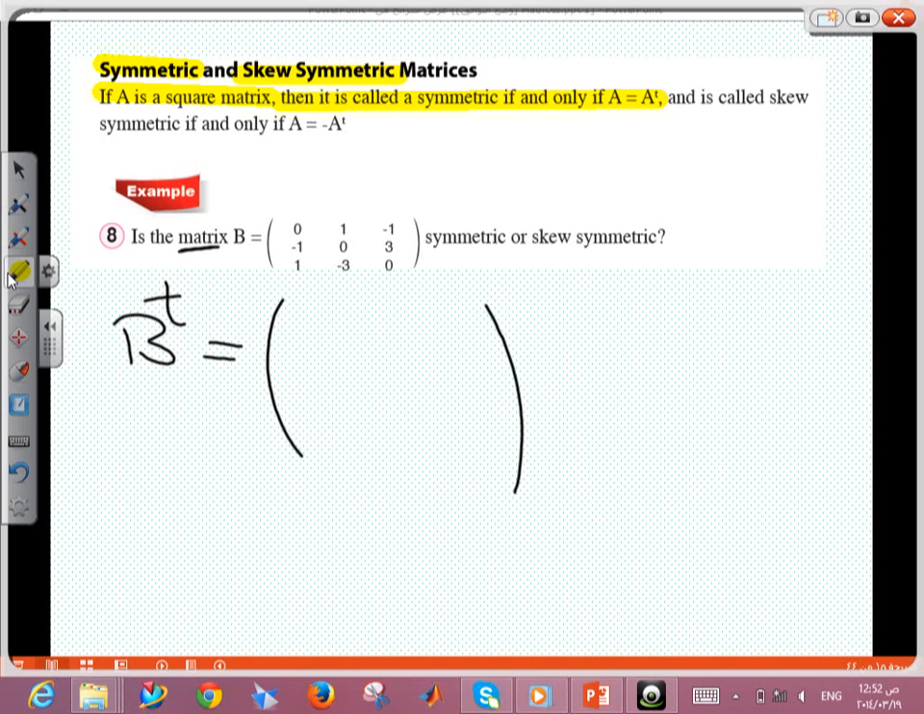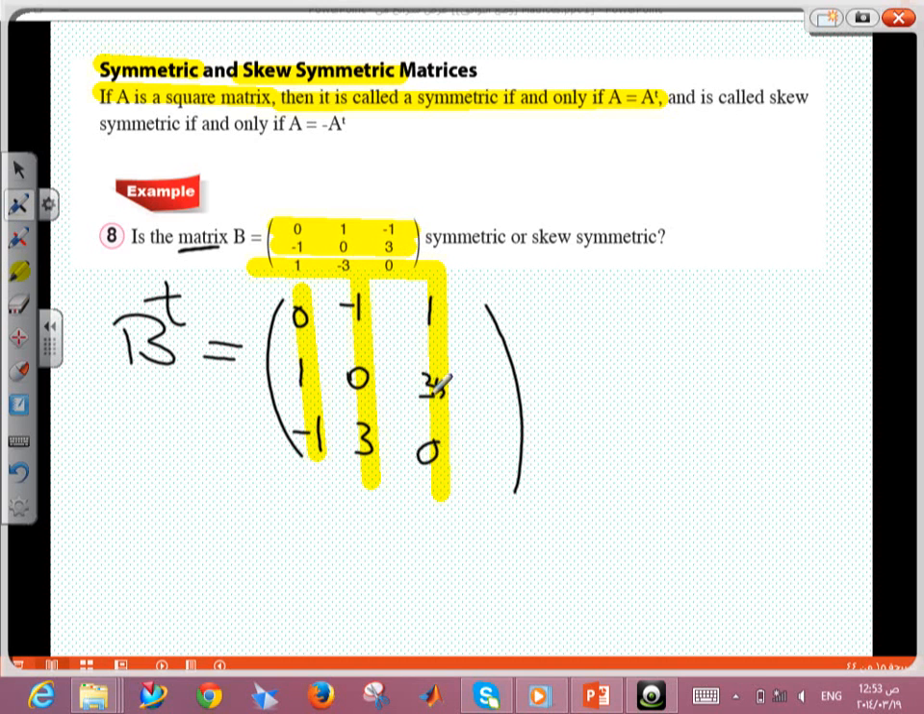Take the first row and write it as the first column: 0, 1, negative 1. Then convert the second row to the second column: negative 1, 0, 3. And the last row becomes the last column: 1, negative 3, 0. This is called P transpose. Okay?